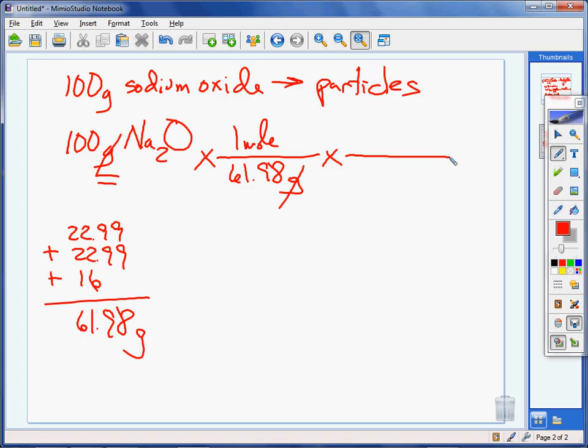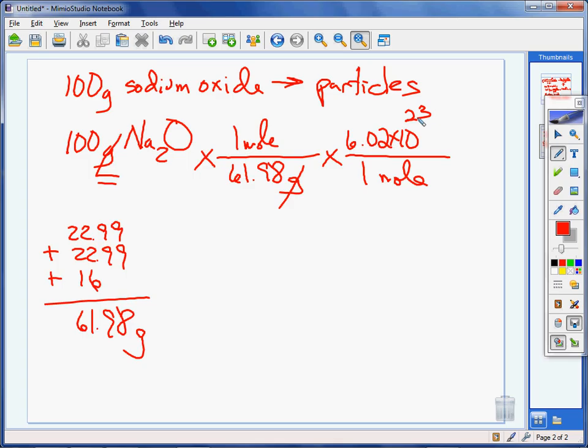Where's the 1 mole going to have to go in this case? Right, because this 1 mole is on the top, so for those to cancel, we need the moles to go on the bottom. So what's going to go on top? Avogadro's number. That's not a formula, it's just a number. Avogadro's number: 6.02 times 10 to the 23rd.